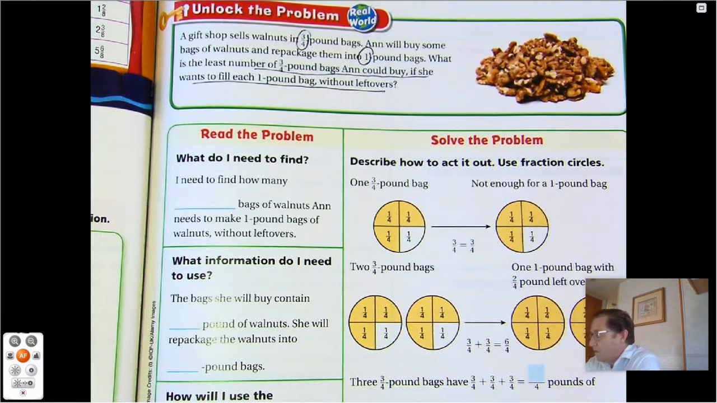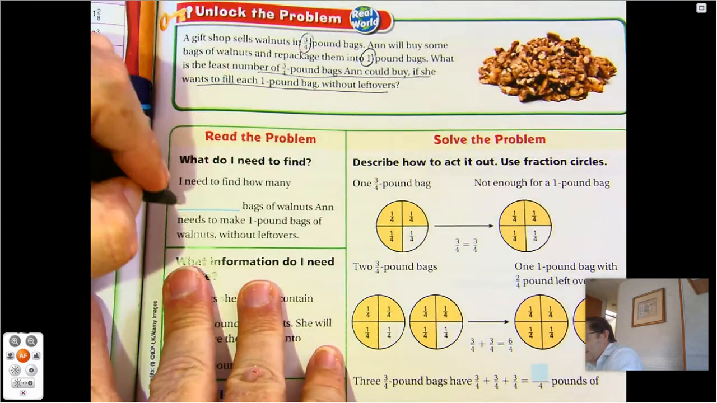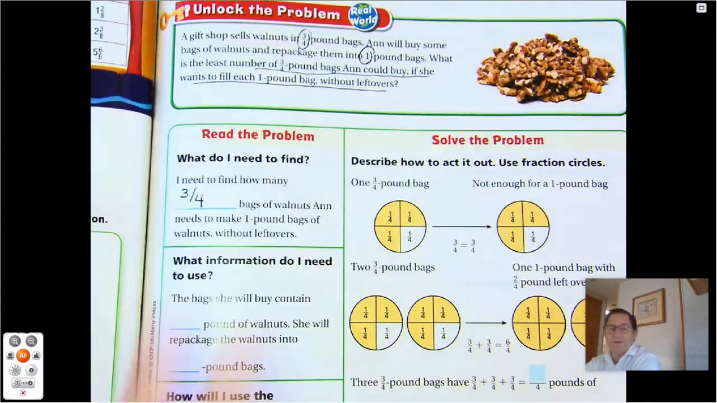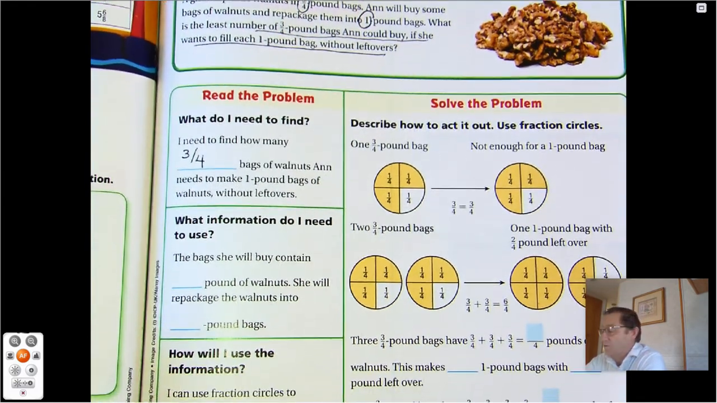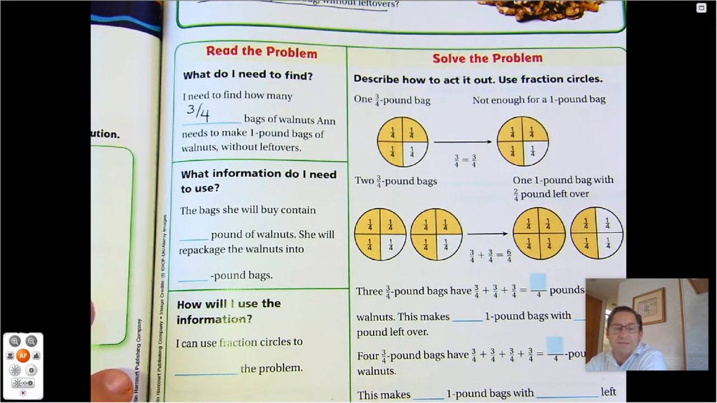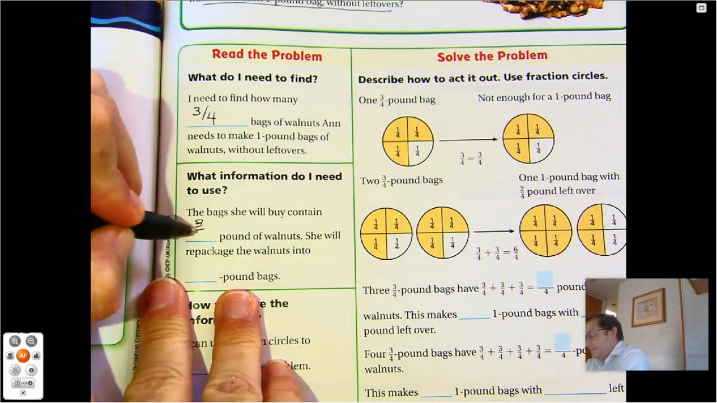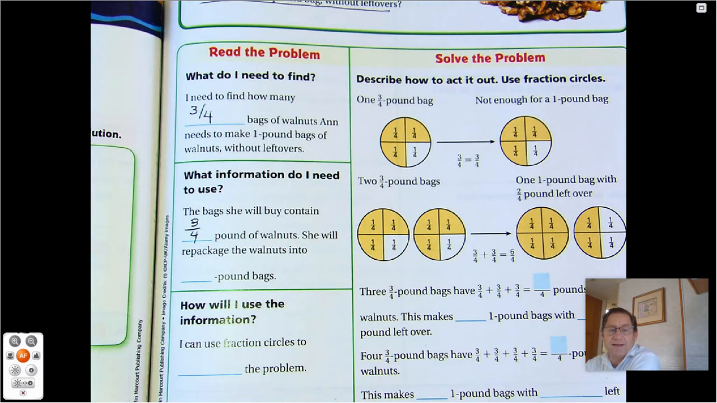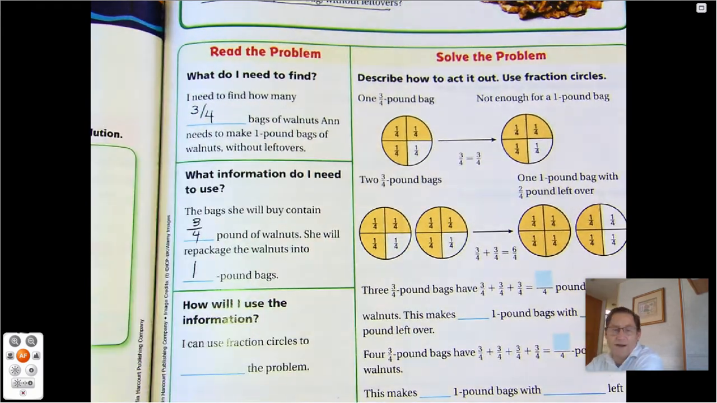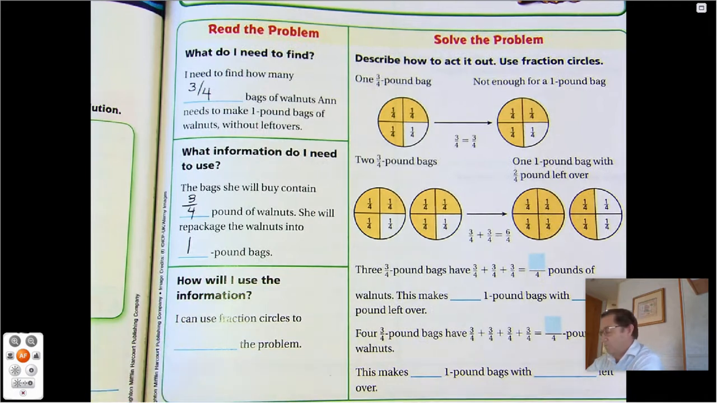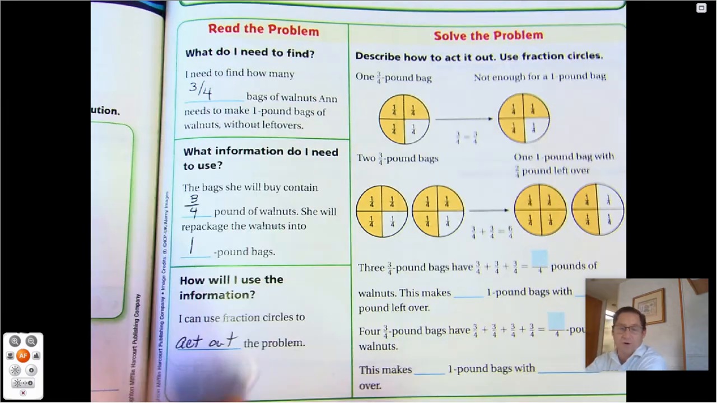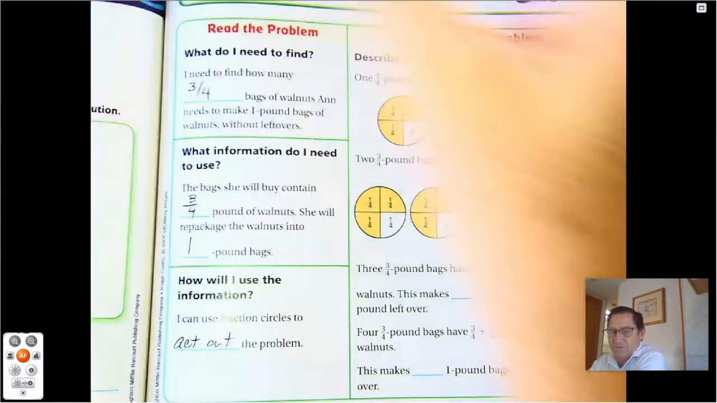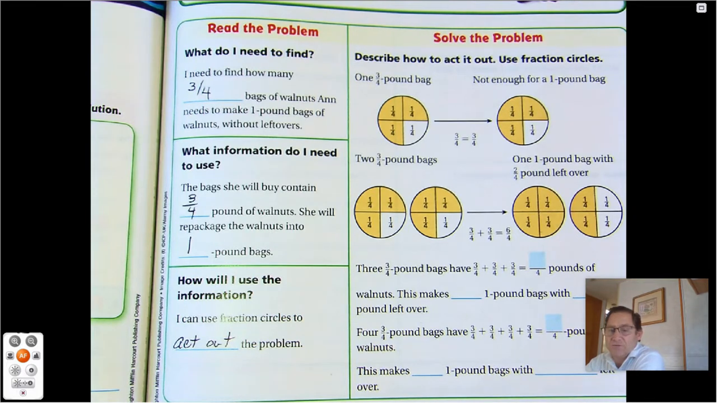So how many 3/4 pound bags does she need to buy so that she can fill 1 pound bags with nothing left over? So what do I need to find? I need to find how many 3/4 bags of walnuts Anne needs to make 1 pound bags of walnuts without leftovers. And what information do I have? Well, the bags she will buy contain 3/4 pounds of walnuts, and she'll repackage them into 1 pound bags. And so we're going to use fraction circles to, quote, act out the problem. In other words, we're going to show how we could solve this using fraction circles.